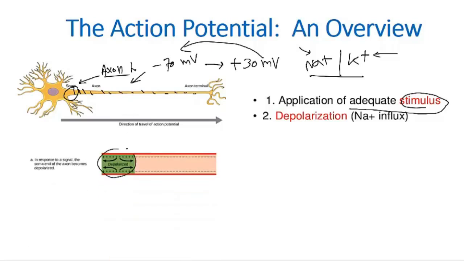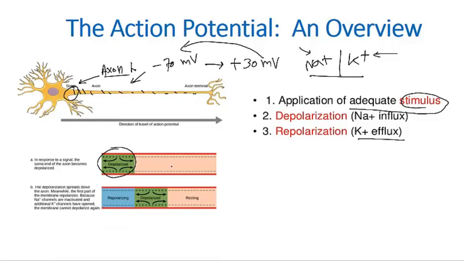When there's a rapid movement of sodium, the inner charge, which is supposed to be negative, becomes positive. The third step is known as repolarization. As the membrane gets depolarized, all those positively charged potassium ions start moving outside, causing a potassium efflux. Then you see repolarization take place.